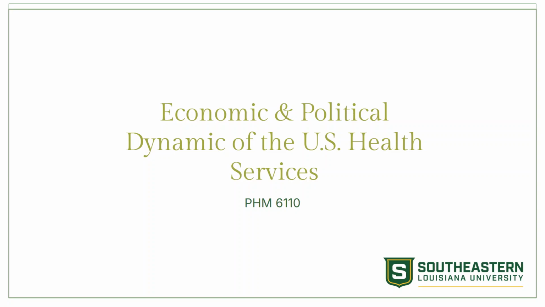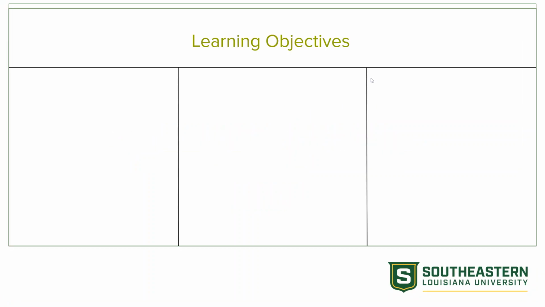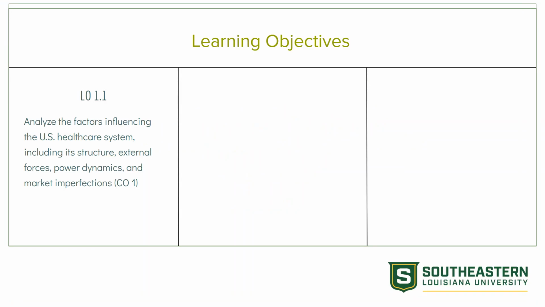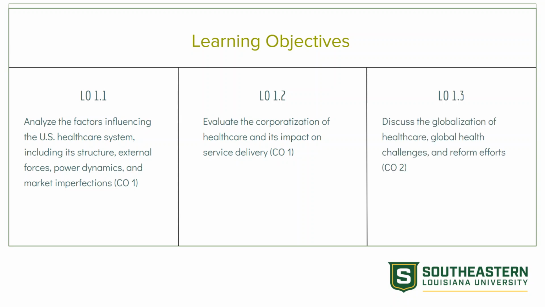With the course, we have three learning objectives. We're going to start by analyzing the factors that are influencing the healthcare system in the US, looking at structure, external forces, and power dynamics. We're also going to look at perfect market imperfection. With the second learning objective, we're going to look at corporatization of the healthcare system and the impact it's having on health delivery. And last, we're going to discuss globalization of healthcare, looking at global health challenges and reform efforts.